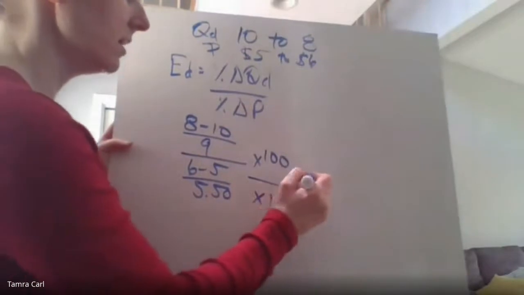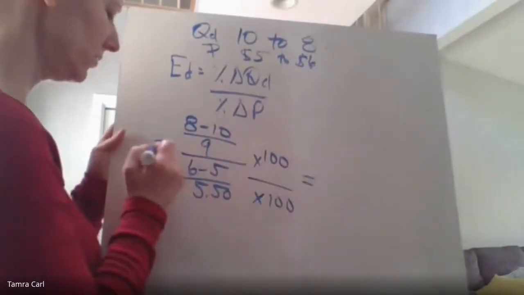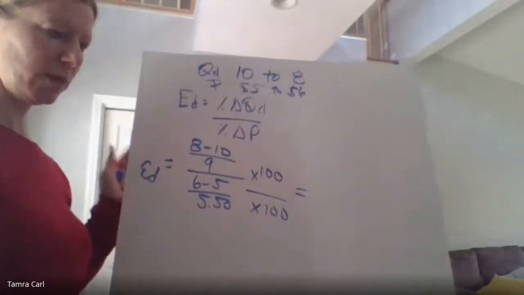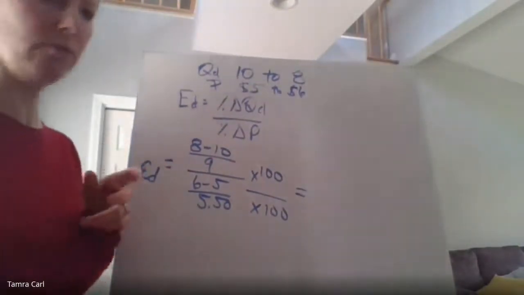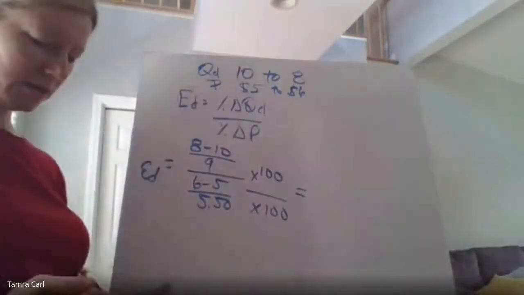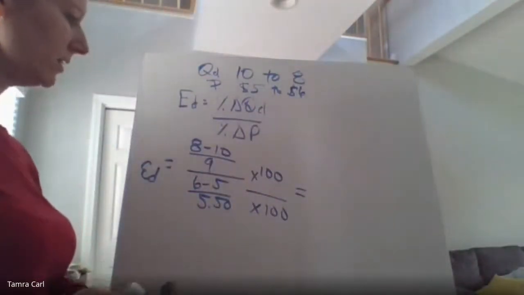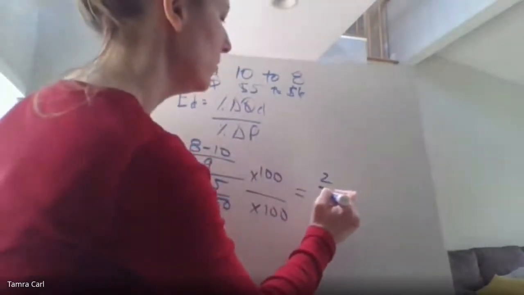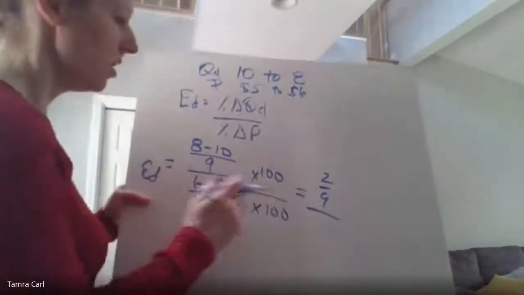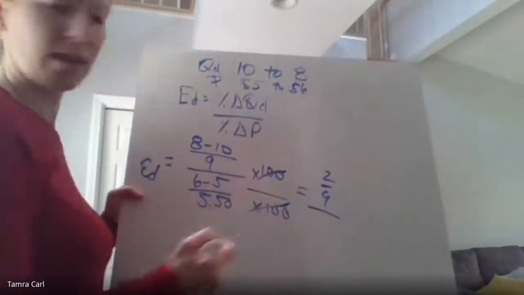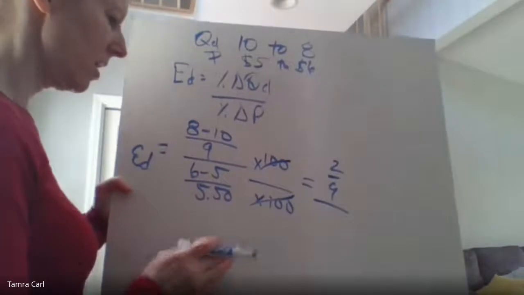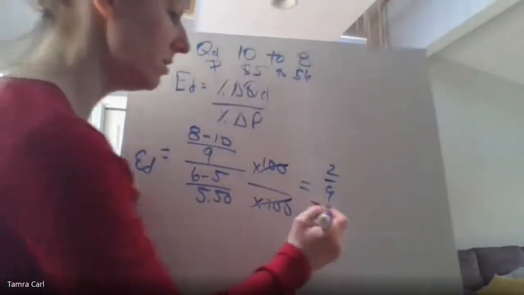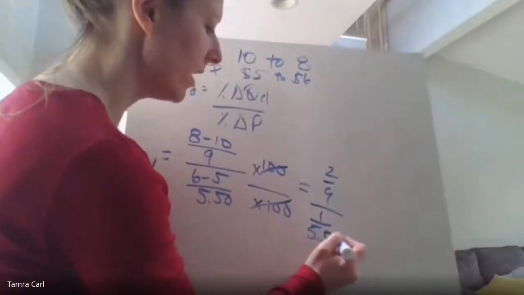And then what does that give me for my coefficient for the elasticity of demand? I don't know if you guys have your calculators with you. Let's just try it and see how this all works. Well, 8 minus 10, that one's kind of easier. 8 minus 10, that is 2 over 9, divided by, oh yeah, because you multiply by 100, but these cancel out. So that's why I was like, okay, that doesn't matter. And then you have 6 minus 5, which is 1 over 5.5.